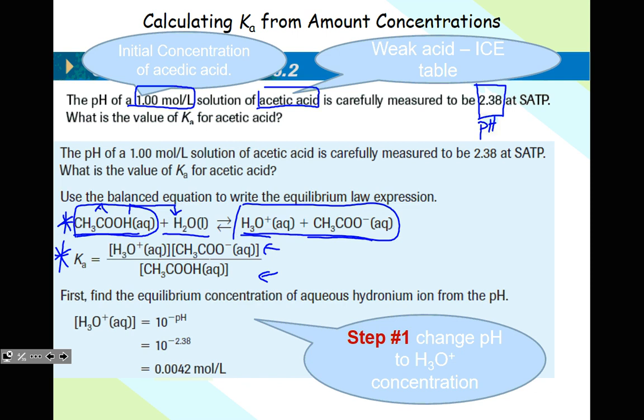So your first step to answering this question is basically change your pH to the concentration of the hydronium ion. And we can do that by taking, do you guys remember this from Chem 20? 10 to the power of negative pH. 10 to the power of negative 2.3 is going to give you a concentration of 0.0042 moles per liter. But that's only the concentration of the hydronium ion in this little guy. Okay? All right, so we're not done.